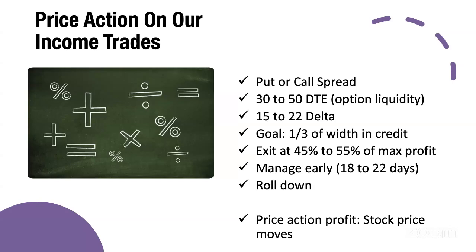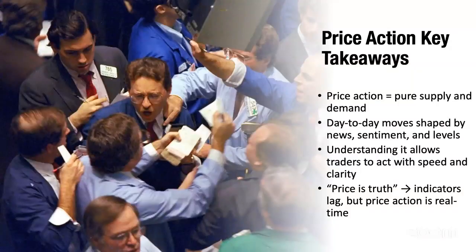That has happened a number of times. That's unexpected but welcome. But again, most of the time we're going to go down closer to the 21-day, 22-day mark with that. So key takeaways: price action is basically pure supply and demand.